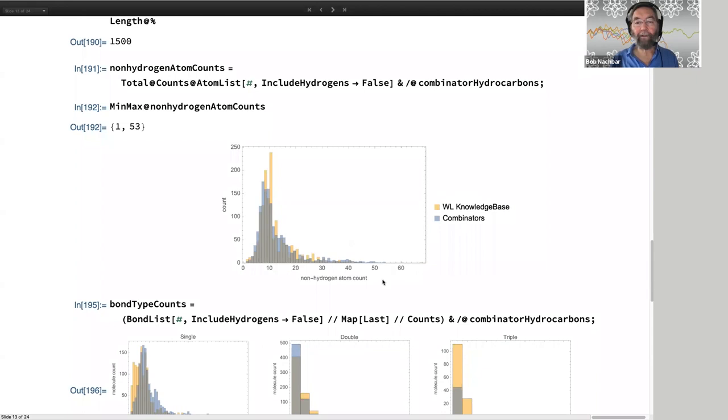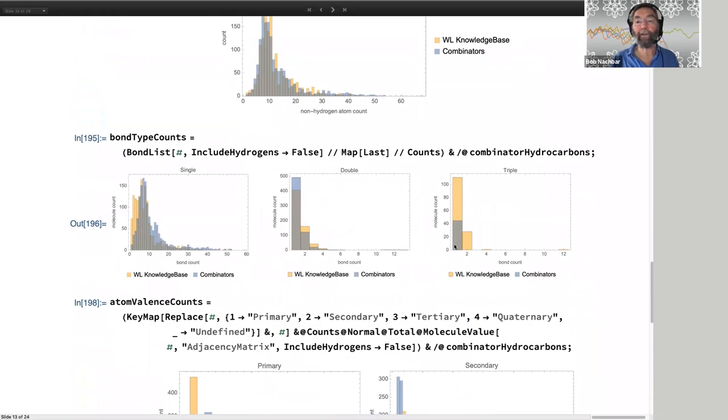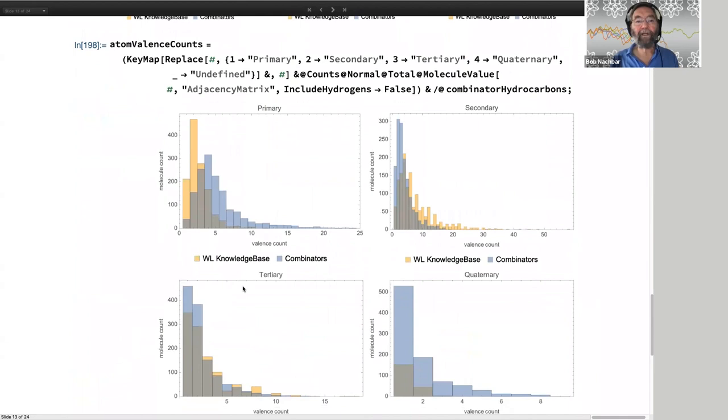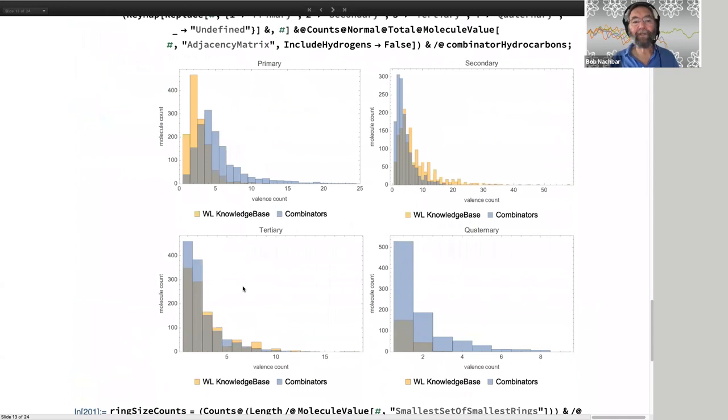And the distribution of the types of bonds is very similar. The triple bonds are underrepresented in the combinator molecules, which is not too surprising. The arrangements around a given atom in terms of how many attachments they have are similar, but not identical. We tend to have more atoms with more attachments to them, or actually fewer attachments to them. That's what this is saying here, that we've got many more primary atoms in the combinators than we did in the real molecules. And we also have many more quaternary atoms, atoms with four attachments, than the real molecules did.